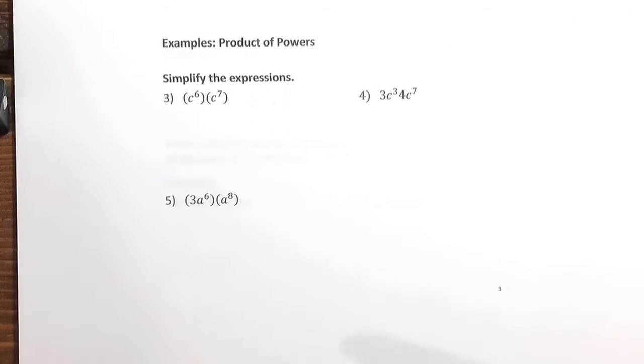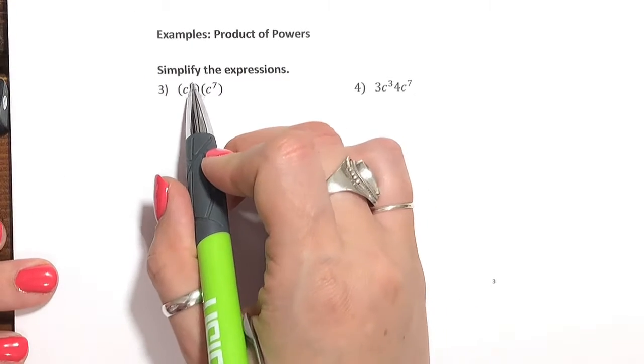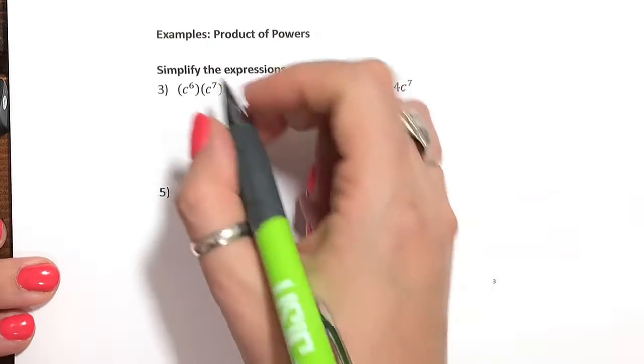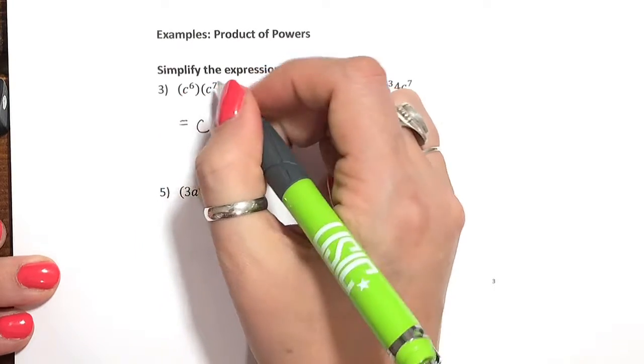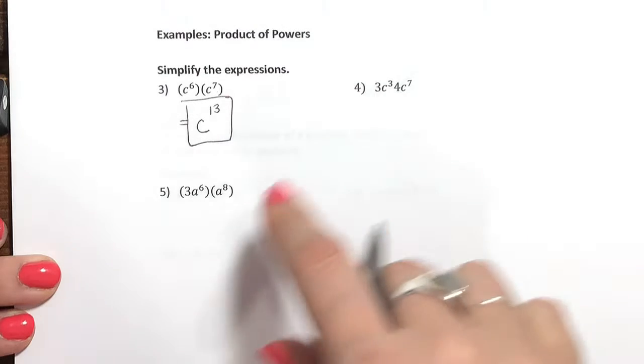Okay, let's try some more that might be a little bit more difficult. So here we have c to the 6, and I'm multiplying it by c to the 7. So again, same base. So that means I can just add the two exponents. So 6 plus 7 is 13. So there's that one.